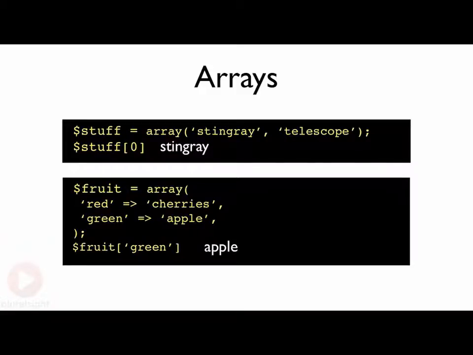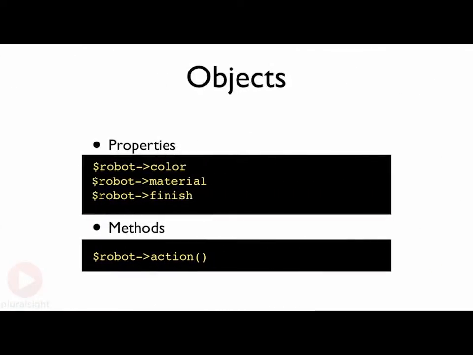The other data structure that we'll see frequently in Drupal theming are objects. Objects have properties that are similar to elements of an array. The syntax is slightly different though. To reference an object property, we use the arrow notation, which is created by a dash and an angle bracket. So as you can see here, we have a robot object that has three properties: color, material, and finish.